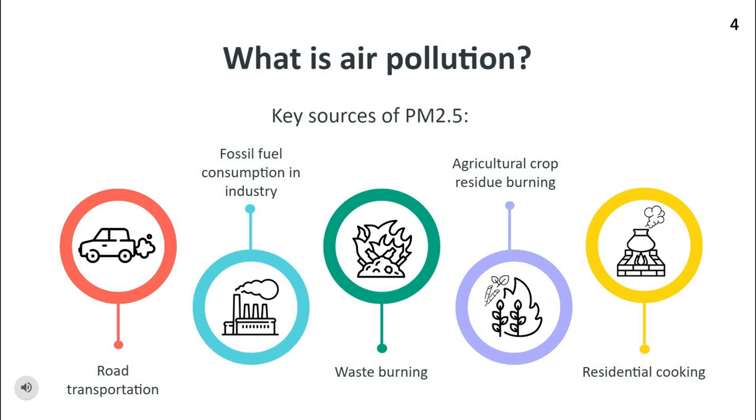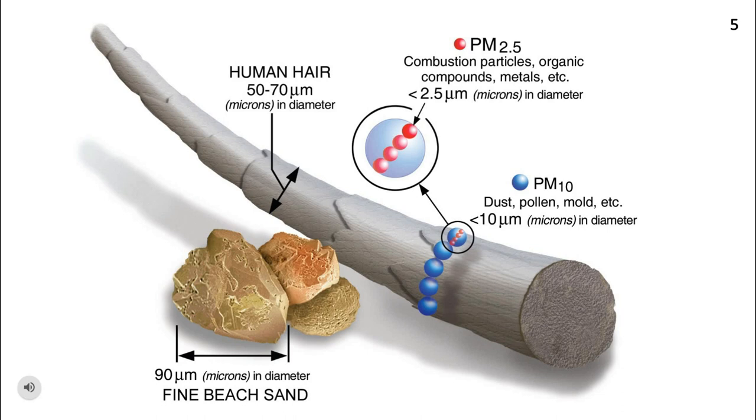PM2.5 can be emitted directly from sources such as burning of biomass, but it can also form in the atmosphere from pollutant gases. There are many different sources of air pollution, and the key source sectors experience spatio-temporal variation. Key source sectors for PM2.5 emissions are often road transport, residential cooking, fossil fuel consumption in industry, open waste burning, and agricultural crop residue burning. Understanding the key sources of air pollution can help to inform policies which aim at mitigating air pollution. This photo compares the size of PM2.5 with dust, human hair, and fine beach sand.